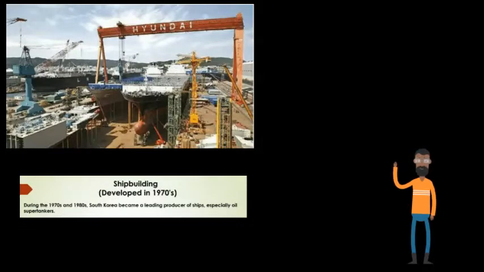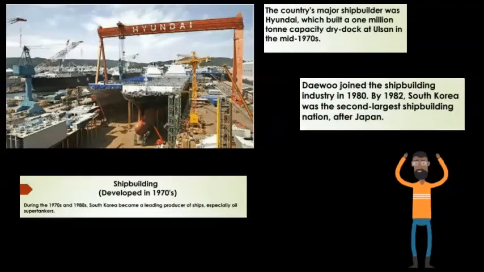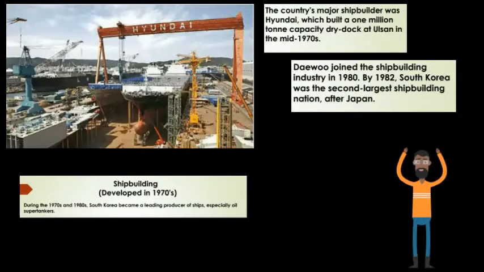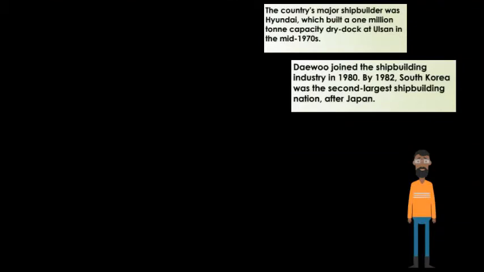Shipbuilding developed in the 1970s. During this time, South Korea became a leading producer of ships, especially oil super tankers. The country's major shipbuilder was Hyundai, which built 1 million ton capacity dry docks at Ulsan in the mid 1970s. And Daewoo joined the shipbuilding industry in 1980. By 1982, South Korea was the second largest shipbuilding nation after Japan.